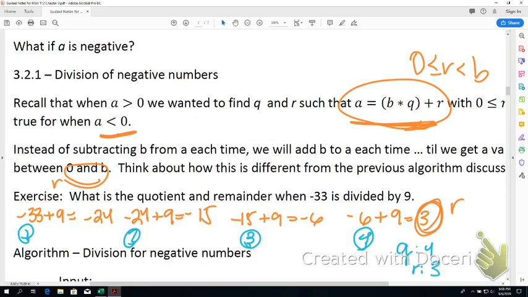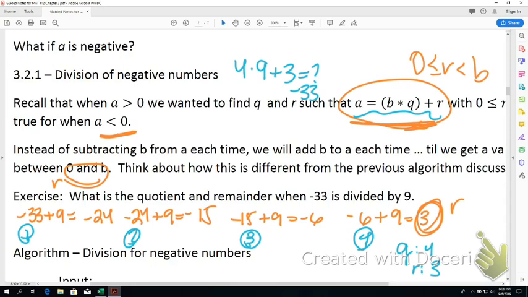But if I check here, what would I get? If we check 4 times b, which is 9, plus 3, does this give me the negative 33? It doesn't. I get a 39.